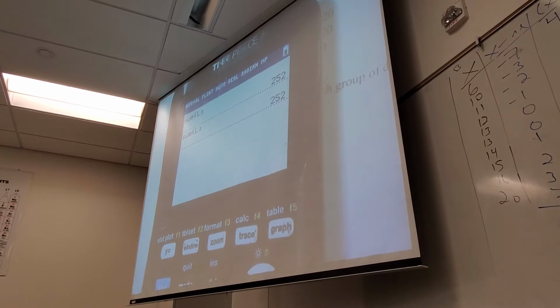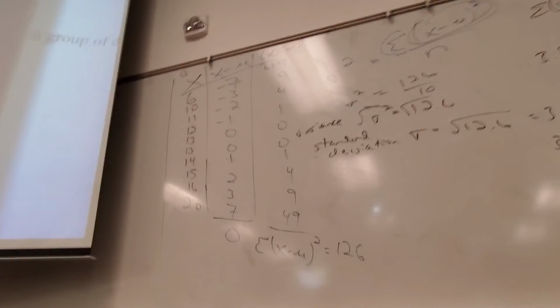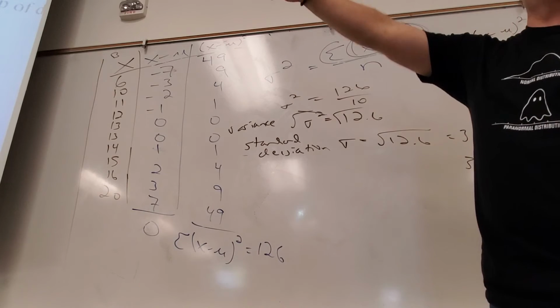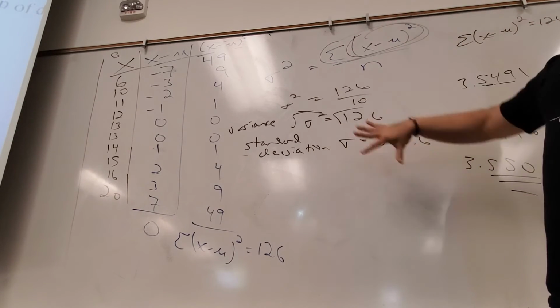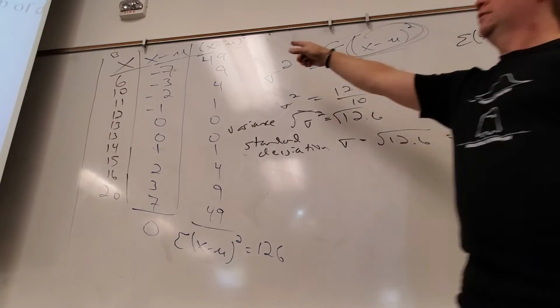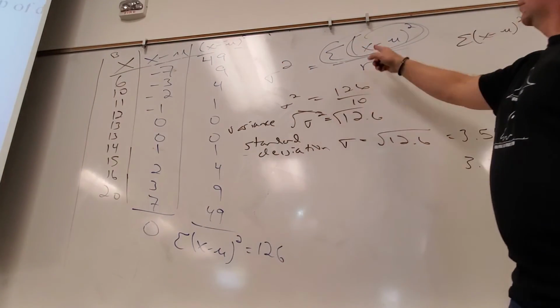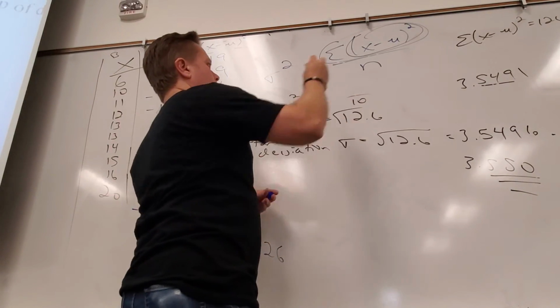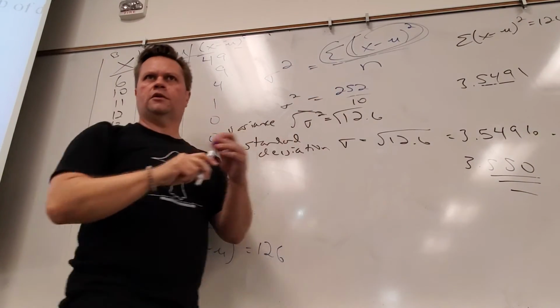Now, real quick. This is more than I want to do, but this is probably good. Where would that 252 go? Up here in the formula. What's 252? It's the sum of these. So it's going to go here, right? Is that all right if I do this?